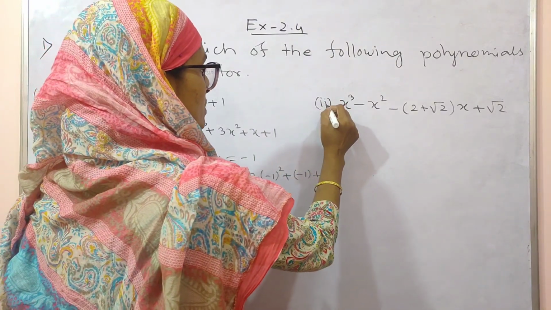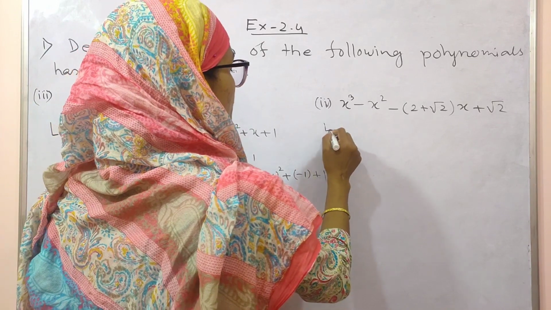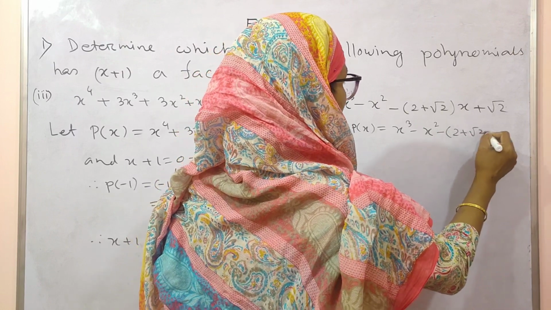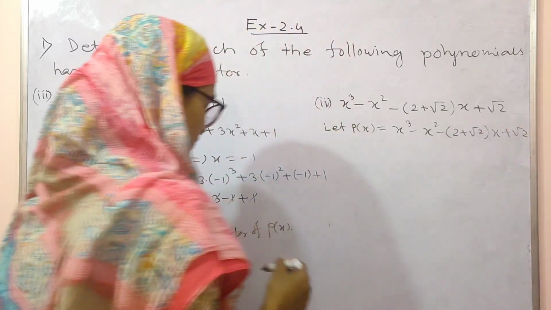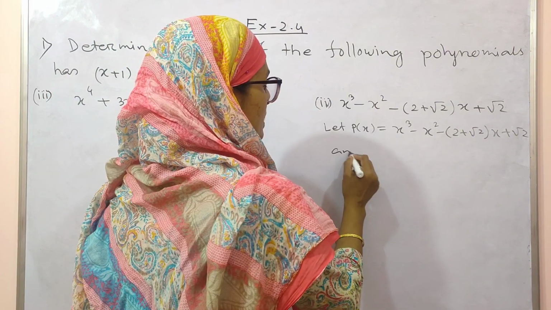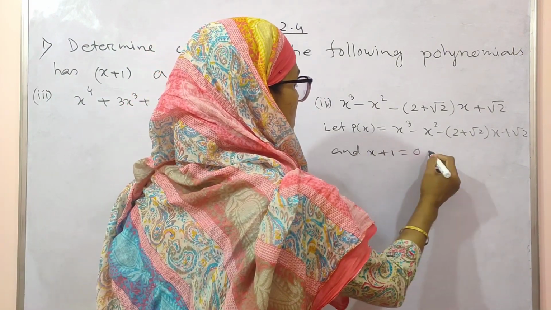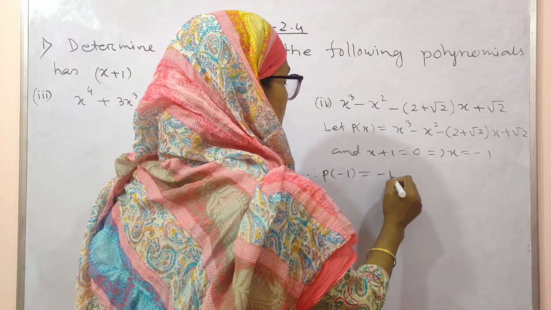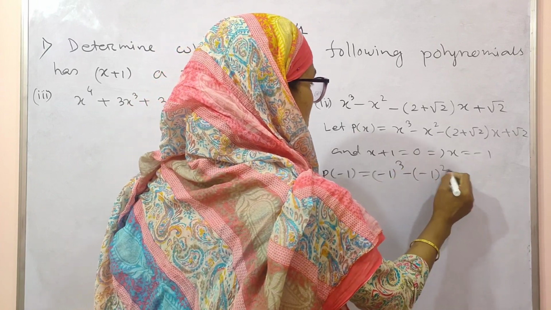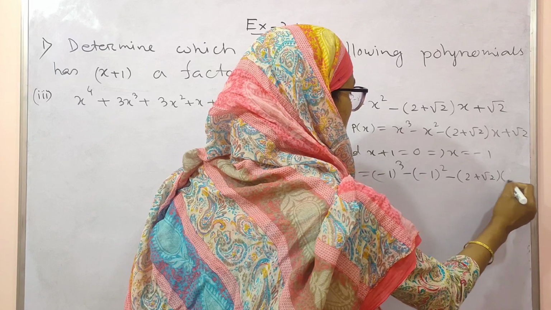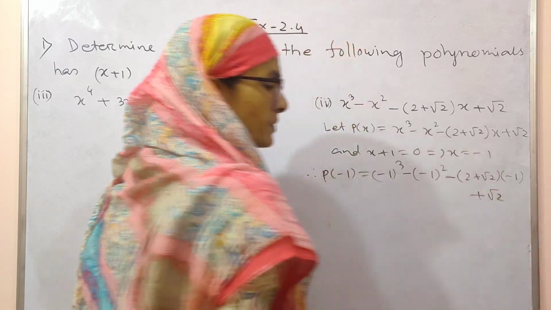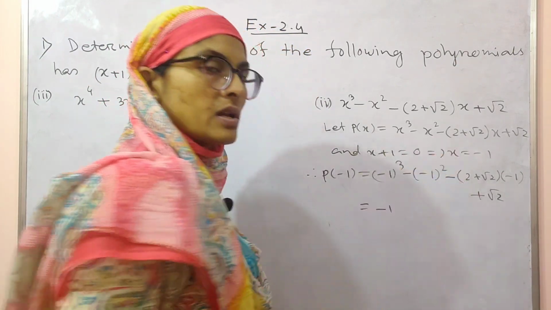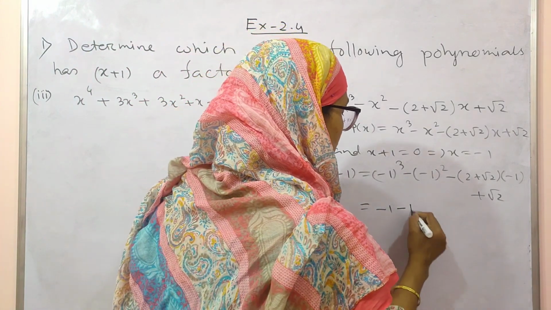Similarly, number 4, this one number 4, let p(x) equal x cube minus x square minus (2 plus root 2)x plus root 2. You can write the notes, and x plus 1 equal to 0, you will get x equal to minus 1. Therefore, putting the value of x, p of minus 1 is minus 1 cube minus minus 1 square minus (2 plus root 2) into minus 1 plus root 2. So minus 1 cube you will get minus 1. Minus 1 square you will get plus 1. So here minus, so minus 1.